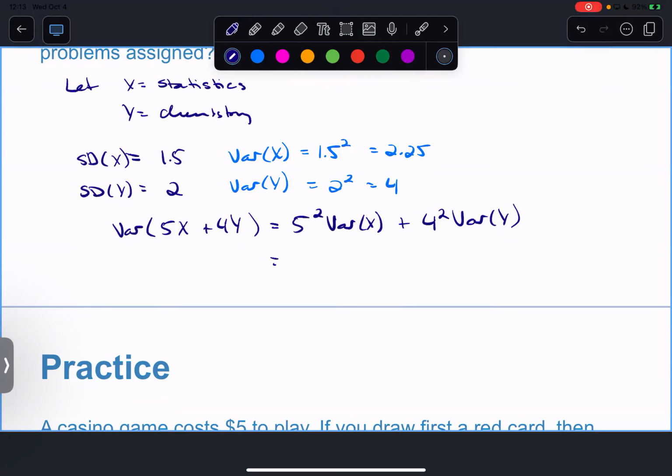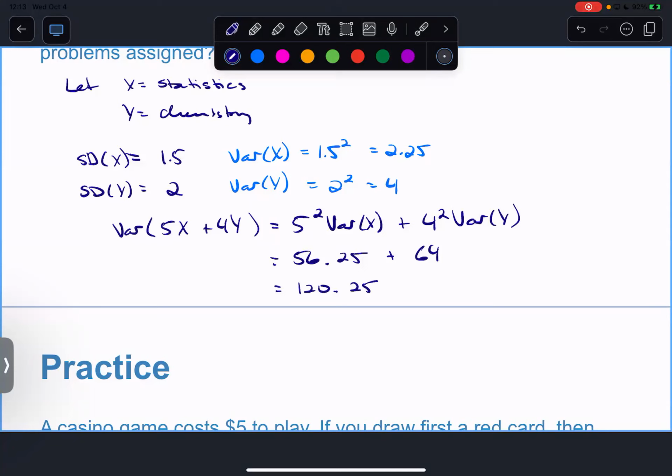25 times 2.25, yeah. 56.25 plus, right, 5, yeah. 4 squared is 16 times 4 is 64 plus 56.25. I get 120.25. But it asks for the standard deviation.